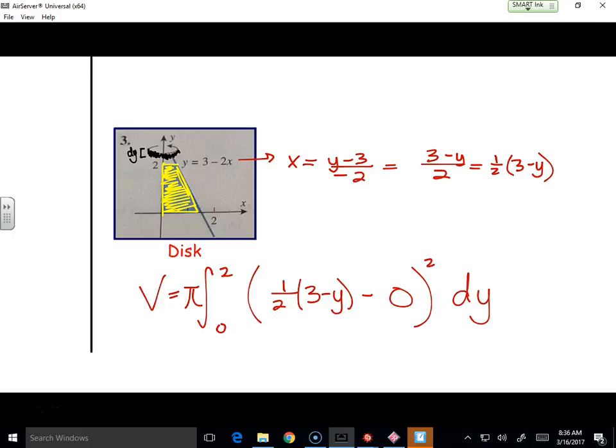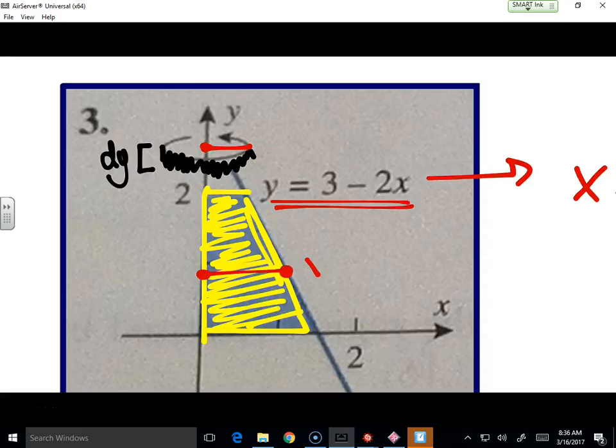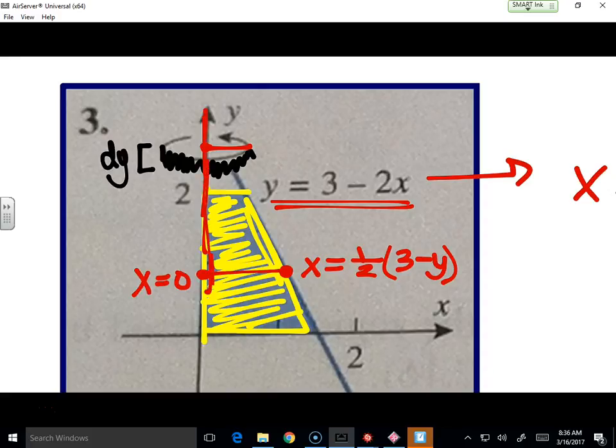Now, which function was that, right or left? How do you know? When you come over here, you say, okay, from the axis, go out. Go to the right. From the axis, go to the right. Who's on the right? This guy. Who's on the left? Well, hold on. So if x equals 1/2, 3 minus y is on the right, who's on the left? X equals 0. Sometimes if the axes are my boundaries, it's a little bit hidden as to what's on the left. But we can say x equals 0 is on the left.